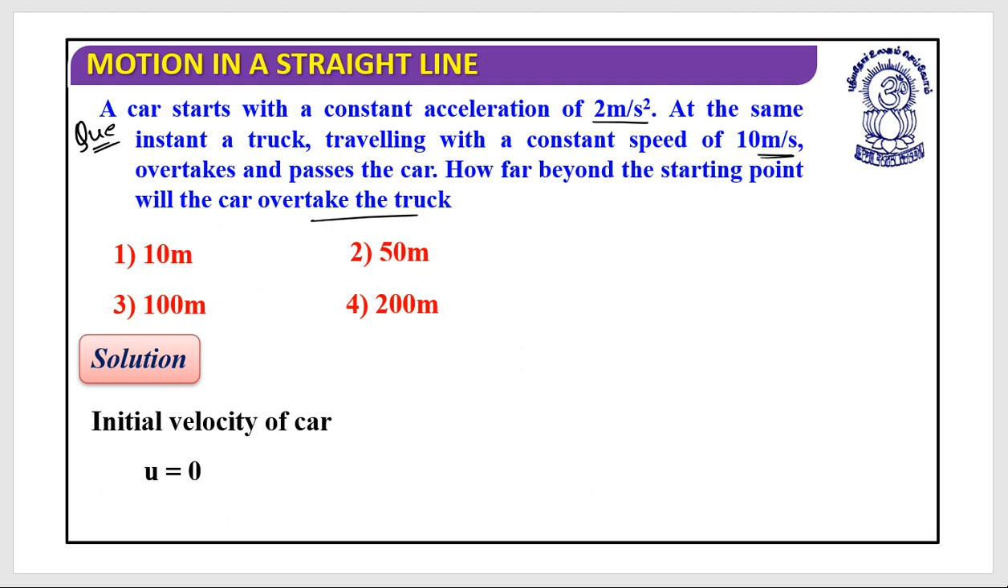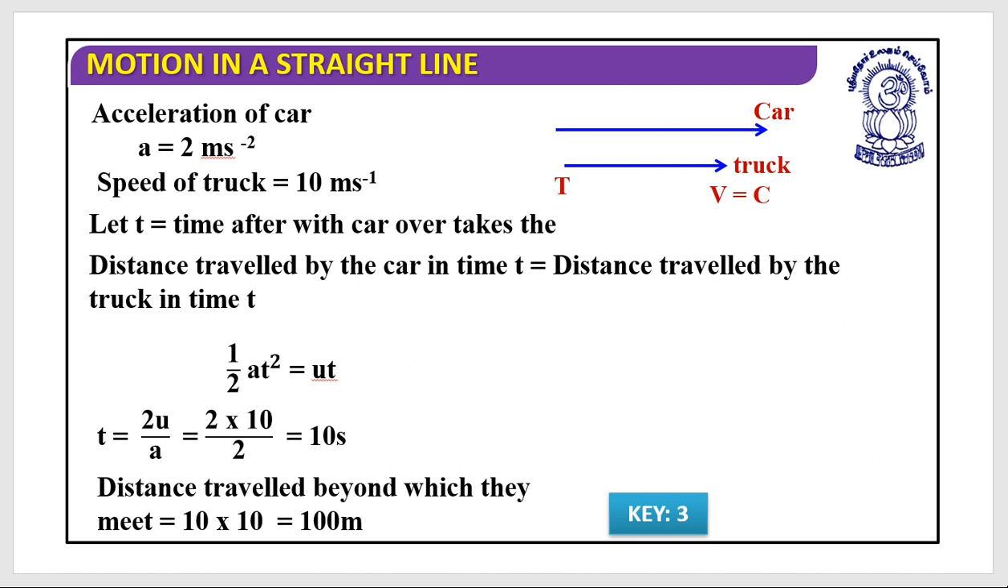First, imagine the situation, what may happen, and have a rough sketch of it. What all they have given: initial velocity of the car, u, is equal to 0. Acceleration of the car is 2 meter per second square, and the speed of the truck is 10 meter per second. So you need to find out the distance.